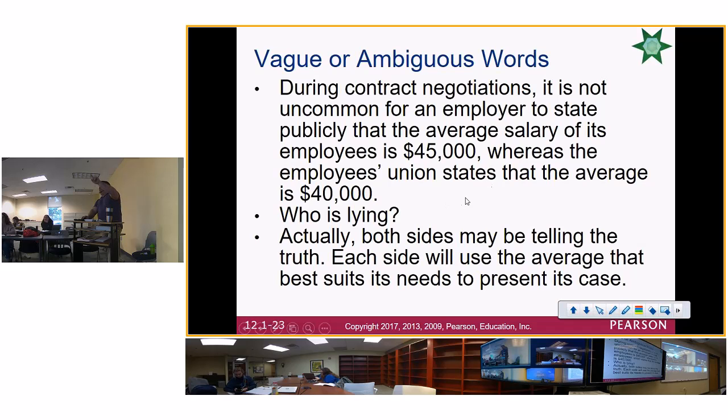That's what a lot of people do, whether they're in math, statistics, the media, a magazine, newspaper. What will they do? Each side will use the average that best what? Suit their narrative. What's a narrative? Your objective. It's a point that you're trying to get what? Across.